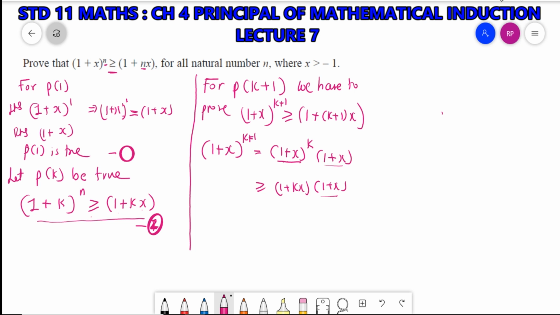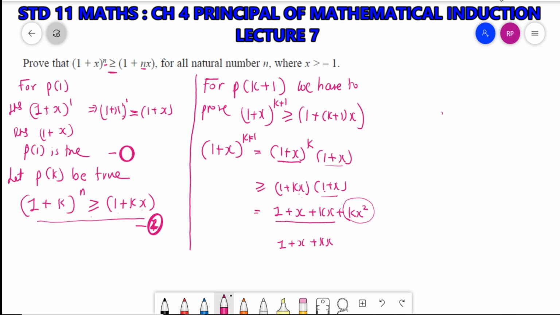(1 plus x). Let's multiply: 1 into 1, 1. 1 into x, x. kx into 1, kx. Plus kx into x square, that is kx square. Okay. Now see, when I write down only the first three terms.